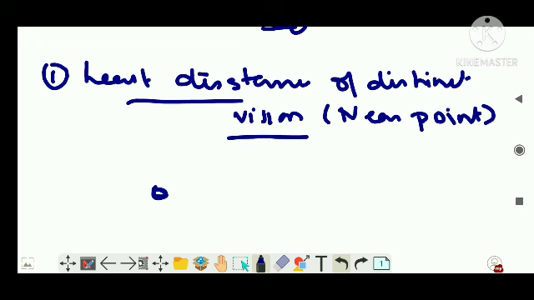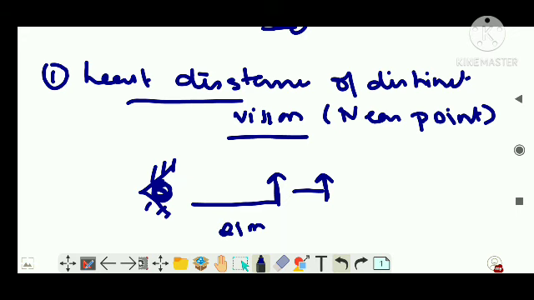See, this is your eye, and you want to see an object. There is a particular distance beyond which, of course, I can see the object. Normally the distance is 25 meter for a normal average healthy human being. So if I keep an object at 25 meter, obviously I will be able to see this object distinctly. But if I keep the same object closer than 25 meters, let's say it is at 20 meter away from my eye, then I will not be able to see that object clearly, or I can say distinctly.